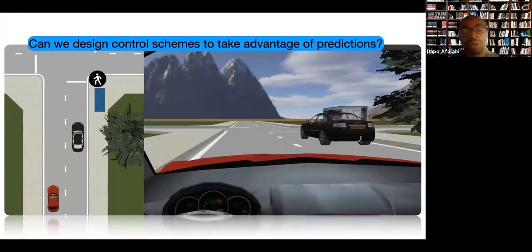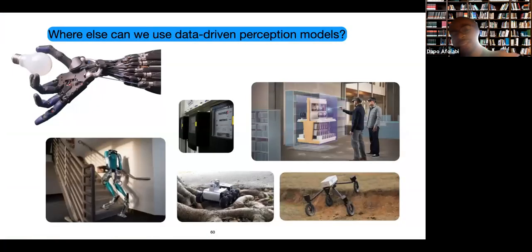And finally, I've mentioned perception that you can use for pedestrian detection. And the question is, now that we know the pedestrian is there, what can we do? How can we design control strategies to make sure that the autonomous vehicle is actually behaving in a safe way? And finally, there are so many applications for data-driven perception, ranging from robotics to energy systems to mixed reality. And the question is, how can we take advantage of this?